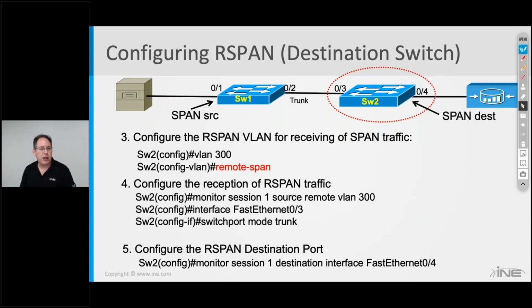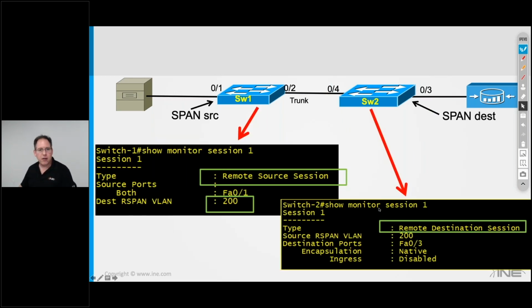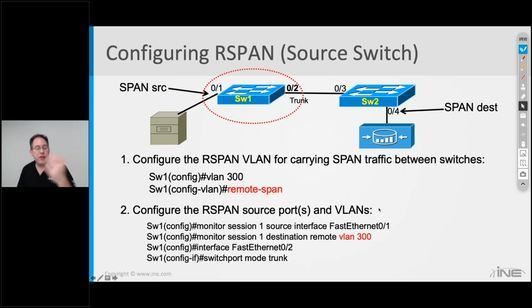Then on switch number 1, in this case right here, you configure your SPAN source as normal, 1 or more physical interfaces, and then your SPAN destination is actually that remote VLAN. And you can see right there the command for that: monitor session 1 destination remote vlan 300.